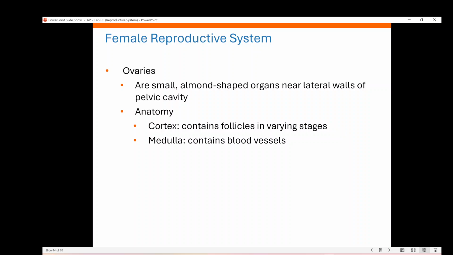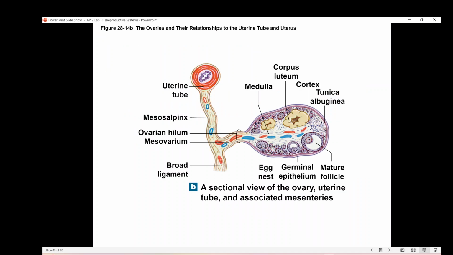Let's move on more internally now. Let's take a look at the ovaries, right? Ovaries are small, almond-shaped organs near the lateral walls of the pelvic cavity. If we were to cut into an ovary, we would see two distinct areas. The outer area is known as the cortex, and this is where we see the follicles, and they're in various stages of development, and the follicles will contain the egg or the oocyte. The middle area is known as the medulla. This contains more connective tissue and blood vessels.